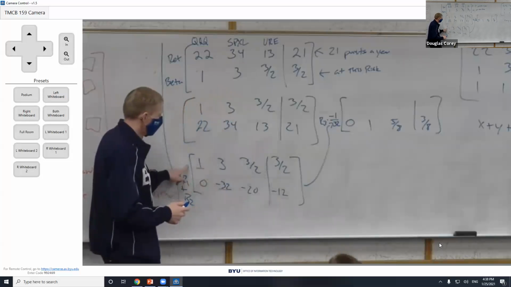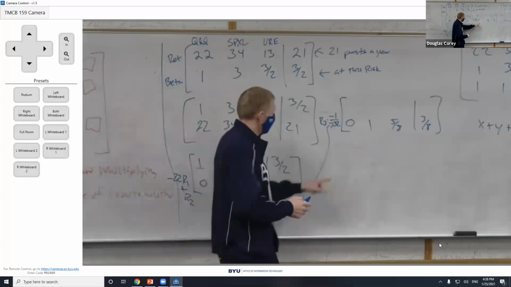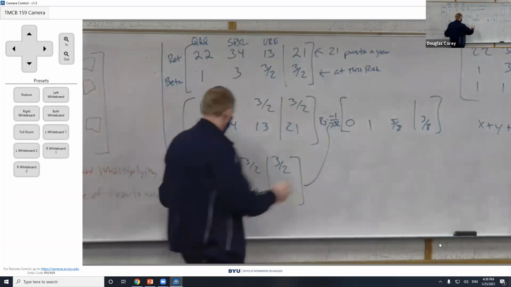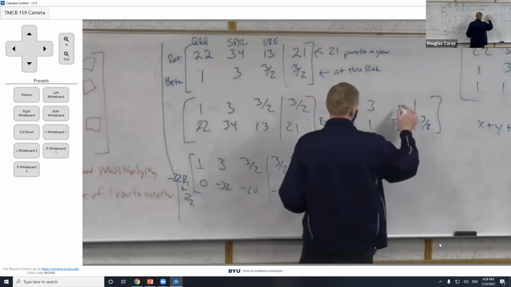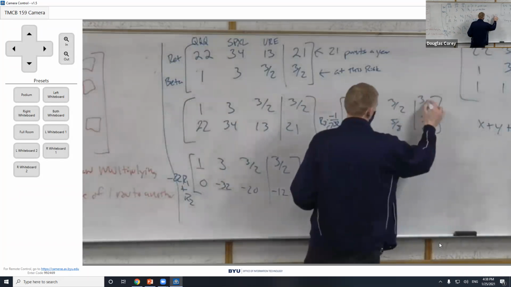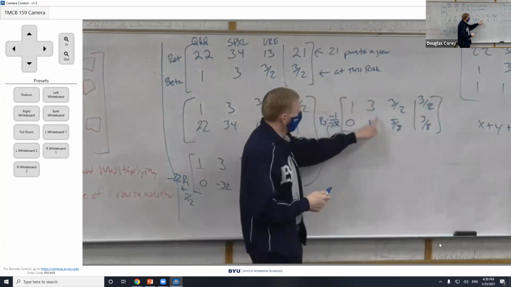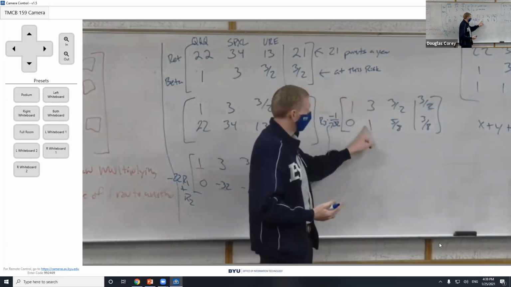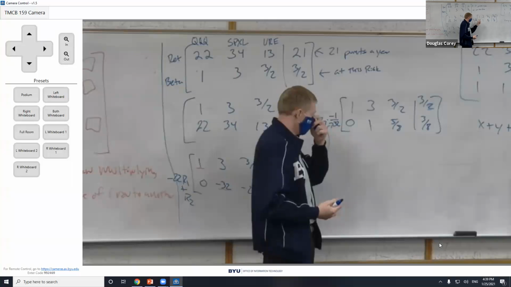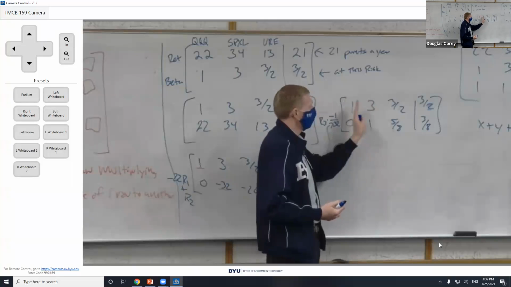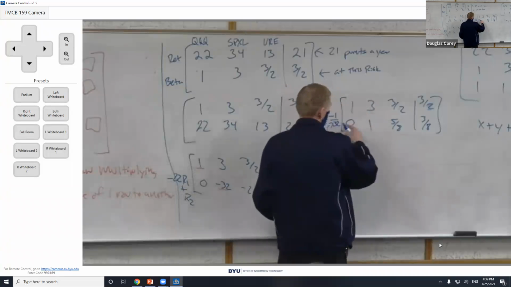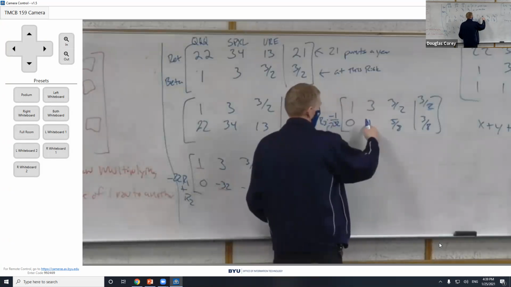Now I want to use this 1 here to get the one above it to be 0. That one above it right now is a 3. Here, I'll just rewrite this: 1, 3, 3 halves, 3 halves. Oops. 3 halves. So I want all of it for reduced row echelon form. All of my pivot positions need to be 1, and everything else in the columns that the pivot positions are on needs to be 0. So I'm going to multiply this second row by negative 3 and add.